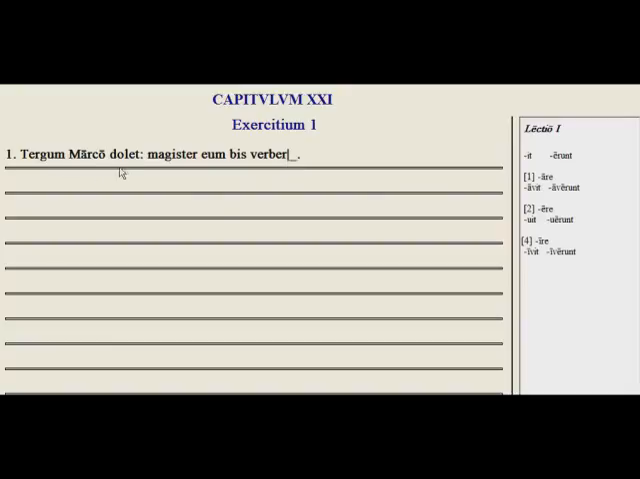Okay, tergum Marco dolet. Marcus's back hurts. The teacher beat him twice. So here we have from verberare, so we're going to go to our first conjugation, third person singular, verberavit.